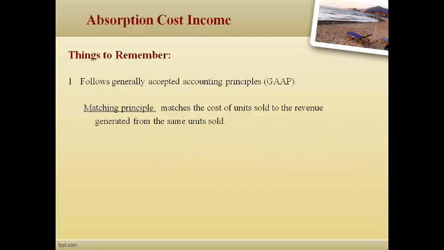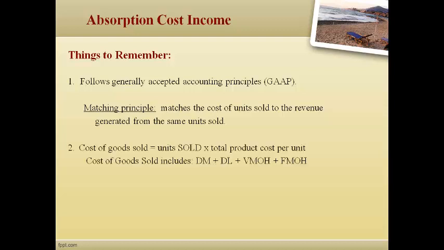There are a few things to remember that will help you prepare the absorption cost income statement. First, this statement is in accordance with GAAP because it follows the matching principle. Second, as we have previously discussed, cost of goods sold is made up of all four product costs: direct material, direct labor, and variable and fixed manufacturing overhead. The total amount is computed as the number of units sold multiplied by the amount per unit.